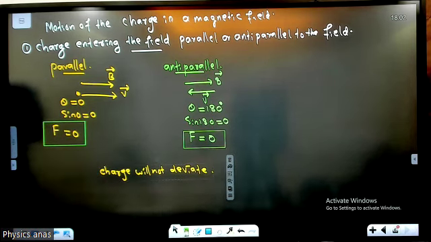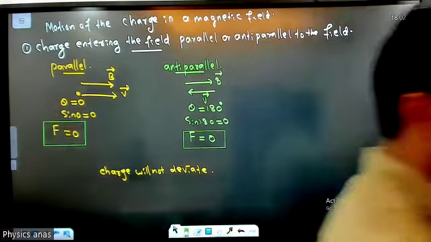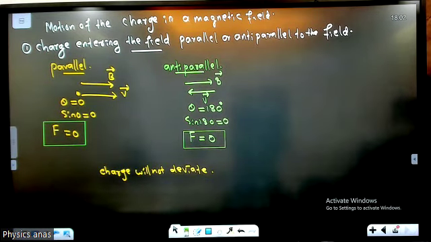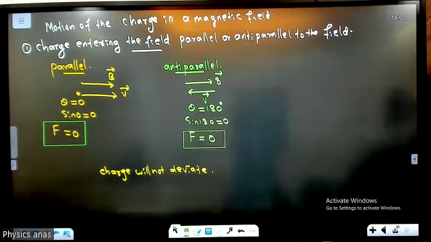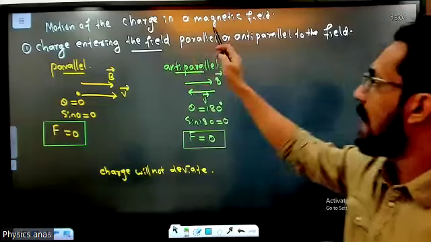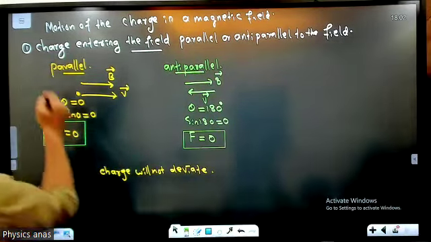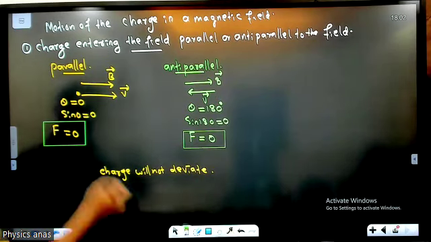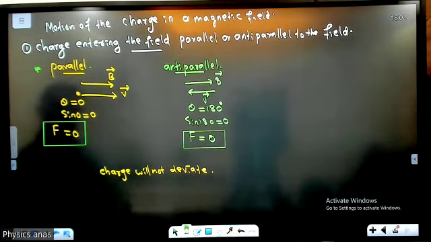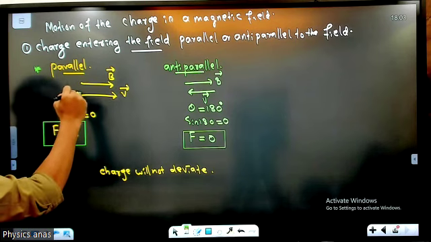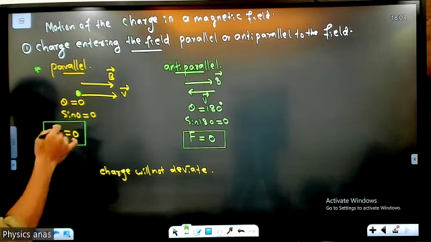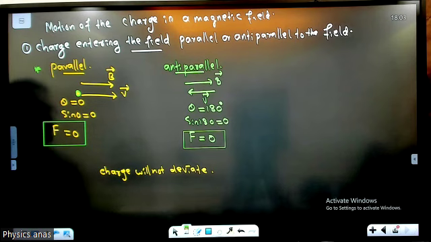Did you understand the first one? Yes. You can write it. Charge entering the field parallel or anti-parallel to the field. That's our first case. First, consider the case parallel to the field. You can draw this figure. Theta is equal to 0, sine 0 is equal to 0, then F will be 0.